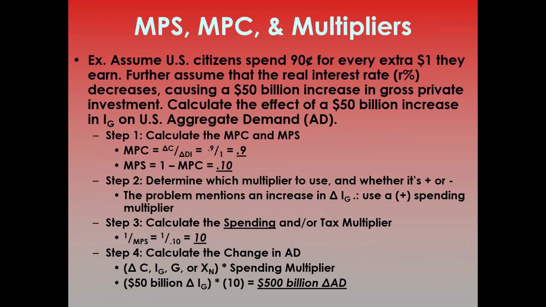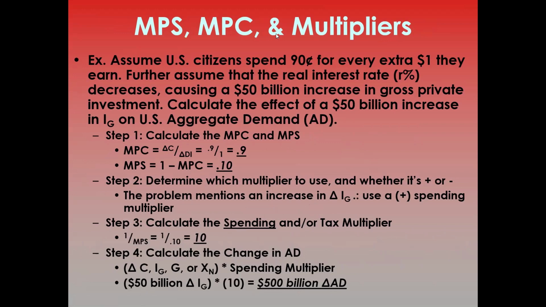So assume US citizens spend 90 cents for every extra dollar they earn. Further assume that the real interest rate decreases, causing a $50 billion increase in gross private investment. Calculate the effect of a $50 billion increase in investment on US aggregate demand, AD. So calculate the MPC and MPS.